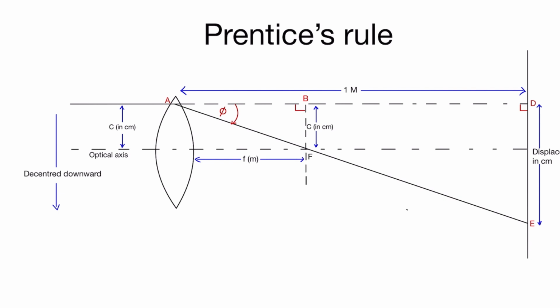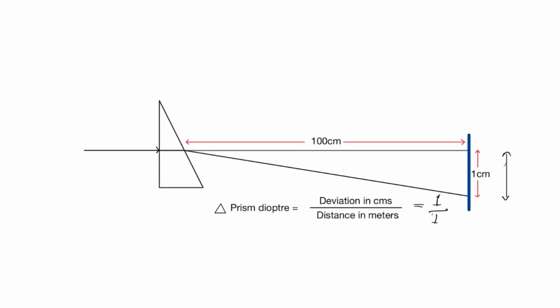In this video we'll be discussing Prentice's rule. Before we start, I want you to know about the prism diopter, which is denoted by this sign. Suppose you have a prism placed 100 centimeters away from the screen, and you want to know the power of this prism. You have to measure the decentration the prism is causing, and the formula for calculating prism diopter is deviation in centimeters.